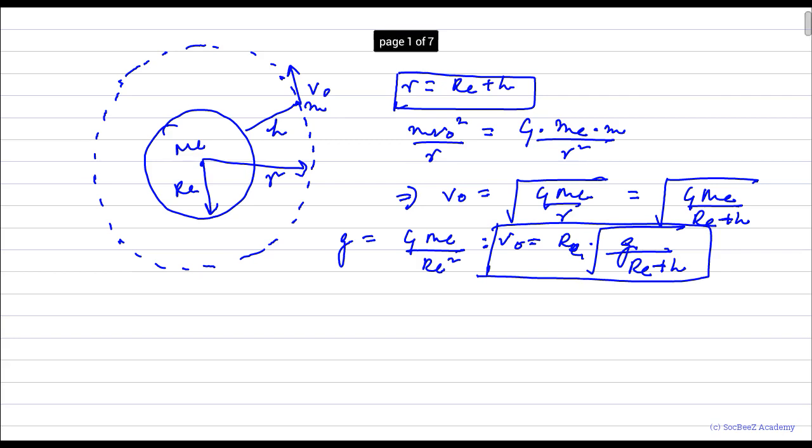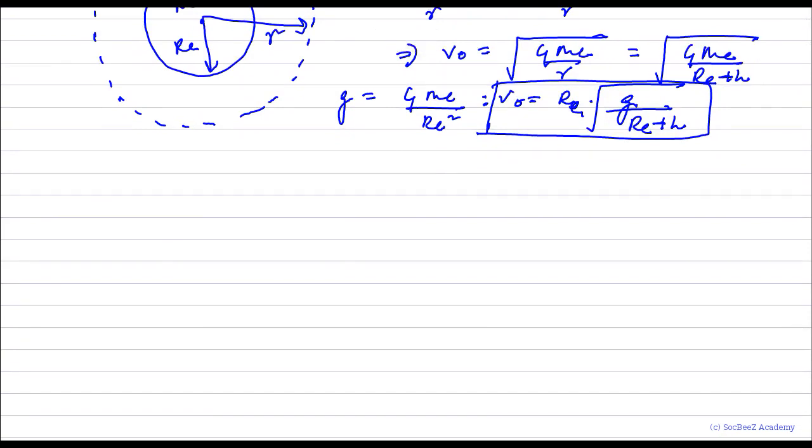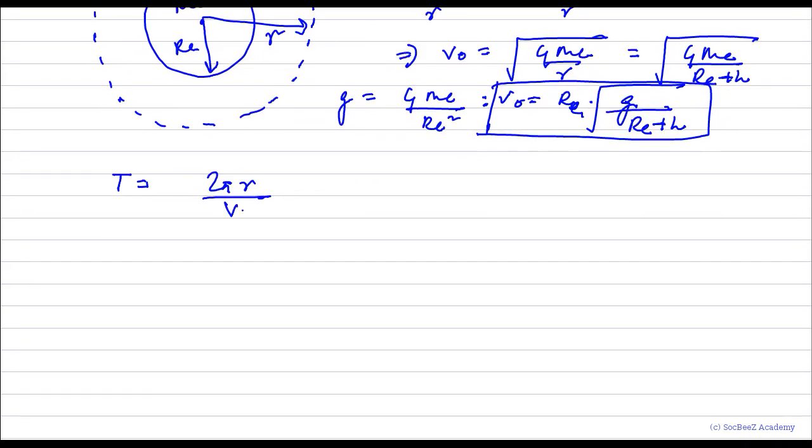Now if I talk about the time period of this satellite, T is going to be the circumference of its orbital path, that is 2 pi r, upon the orbital velocity, that is v naught. If I put in the value of r as Re plus h and v naught as this, I'll get the expression of T as 2 pi root over (Re plus h) whole cube upon g Re square.